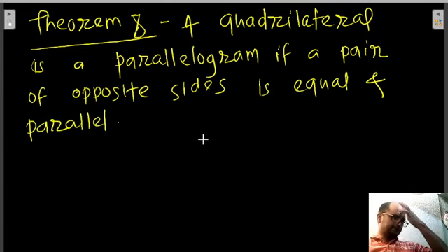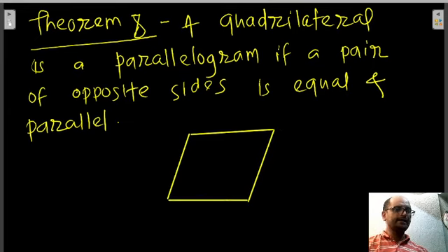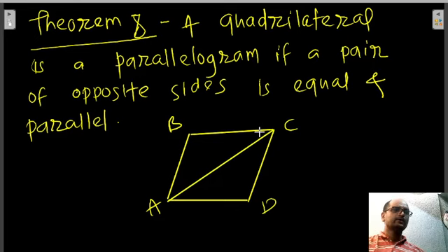Okay, for this theorem, let me draw one parallelogram over here, ABCD. This is telling that ABCD is my parallelogram, and AC is my diagonal of the parallelogram. A quadrilateral is a parallelogram if a pair of opposite sides is equal. See, we have two pairs of opposite sides.